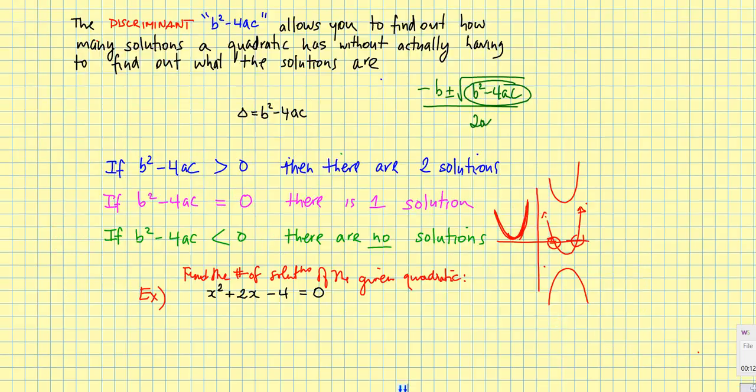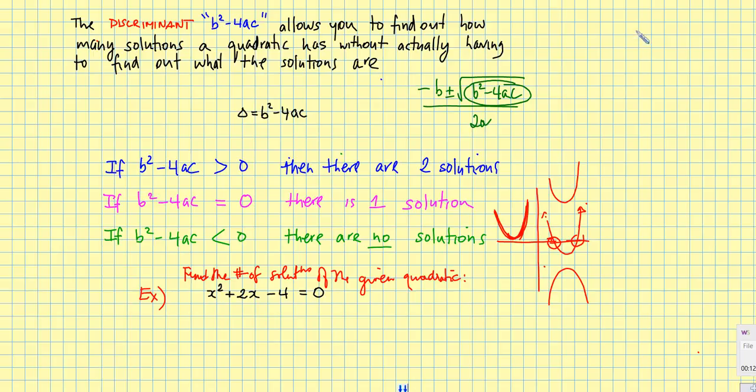So on top of using the quadratic formula to find the possible values of the x-intercepts, we can also sometimes, without having to find out what the actual x-intercepts are, be interested in knowing just how many solutions there are, meaning how many x-intercepts there are. So there could be 2, there could be 1, or there could be none.